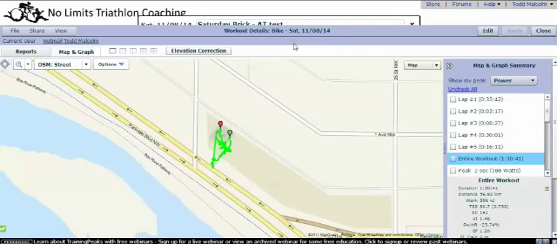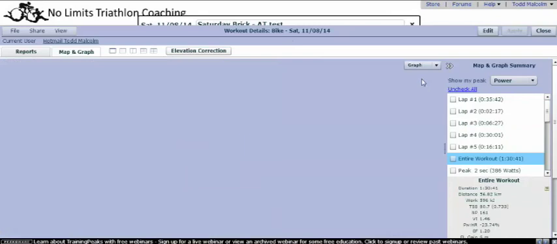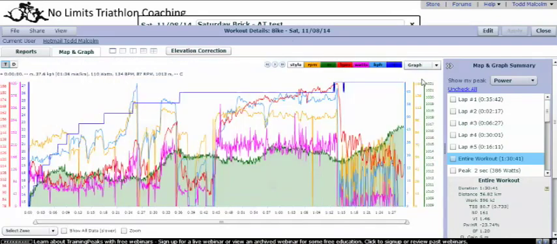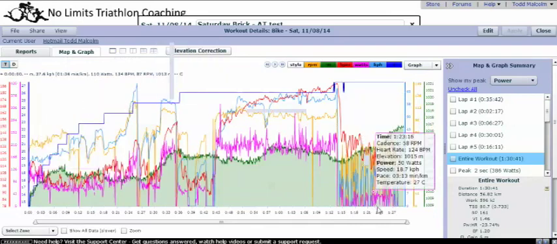Okay, so what I'm going to do now is I've got a single view, and I'm going to change it from the map view to the graph view so I can see my data. So when you first look at this, this is the whole workout. It's about a 90-minute ride, and it's got lots of lines going all over the place, different colors. So we don't need to see all of them. So let's get rid of them.